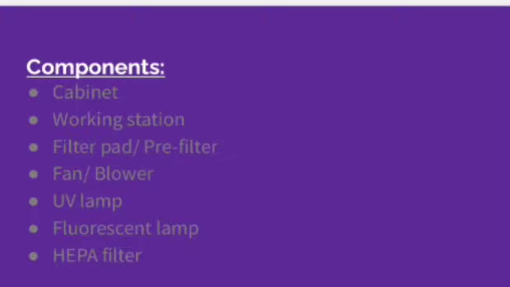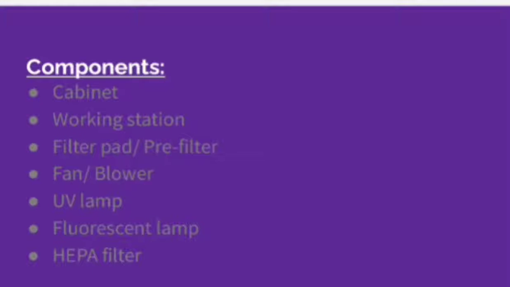A filter pad is present on the top of the cabinet through which the air passes into the cabinet. The filter pad traps dust particles and some types of microbes from entering into the working environment within the cabinet. Now, fan or blower.